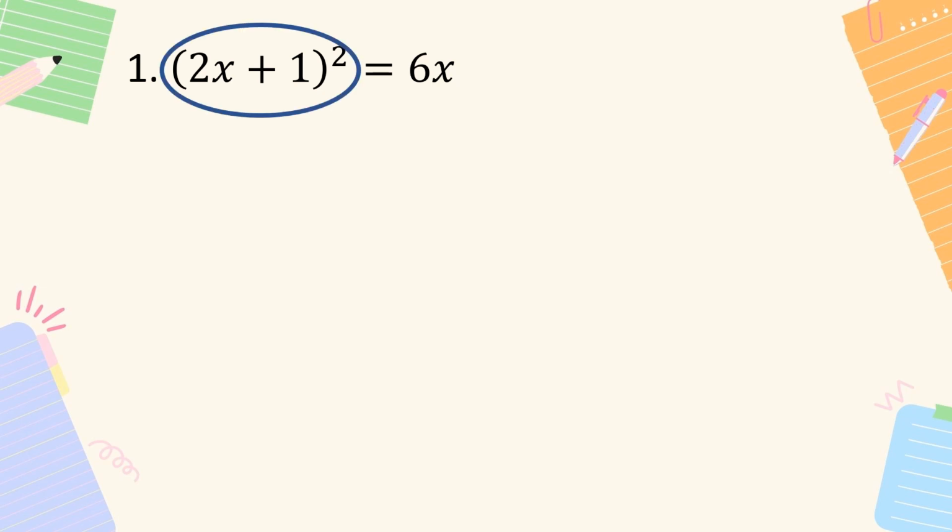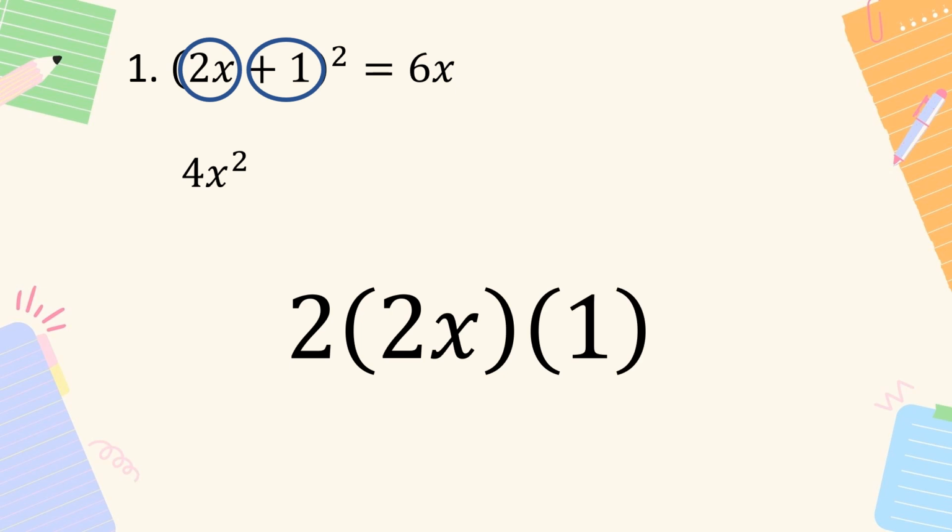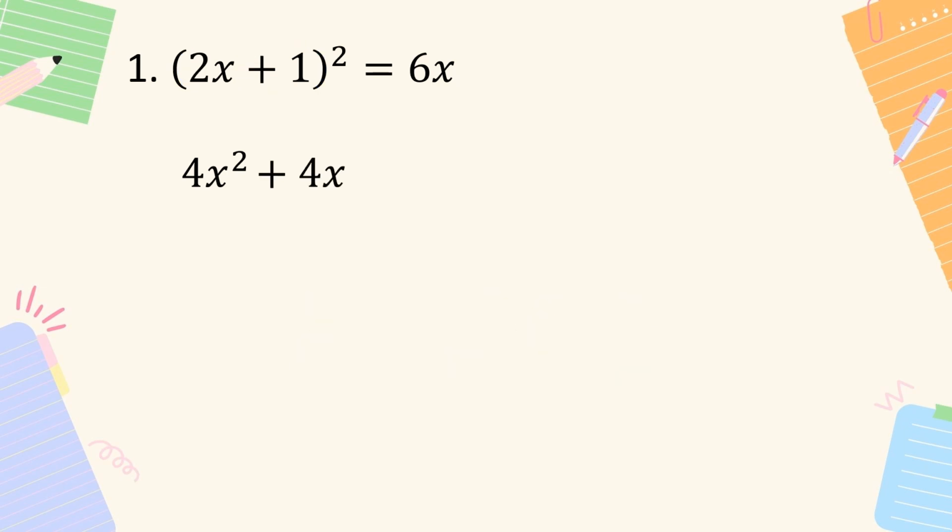We get the square of the sum of 2x and 1. The square of 2x is 4x². For our next term, we will have twice the product of the first term and the last term. So 2 times 2x times 1 is equal to positive 4x. And for our last term, we get the square of the last term, which is 1. So the square of 1 is equal to positive 1. Then copy equals 6x.